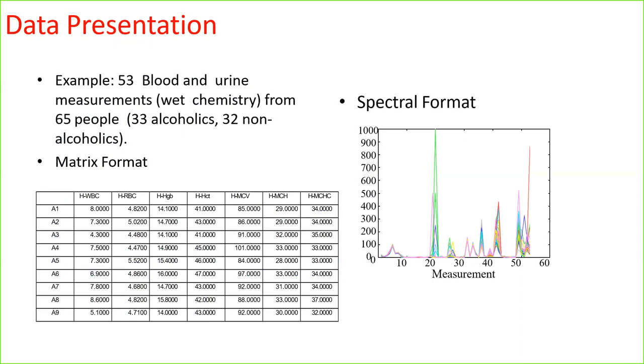Because 53 measurements is too big to present in the slide, we have given very few measurements here, as you see there. White blood cell count, red blood cell count, hemoglobin, all this, right? So different features, fine. There are different ways of presenting this. There are 65 people, each person can get one spectral format, one curve in this, but this looks very clumsy. There is no information that you can make out of this figure or graph.